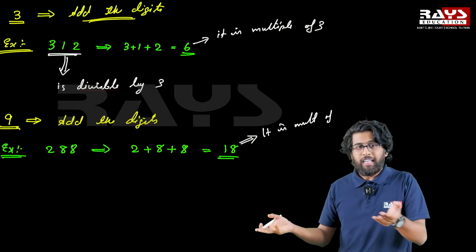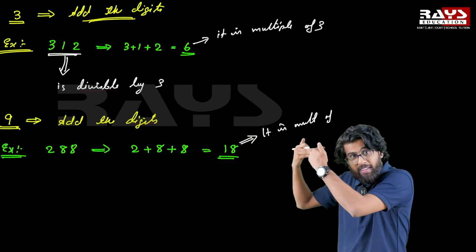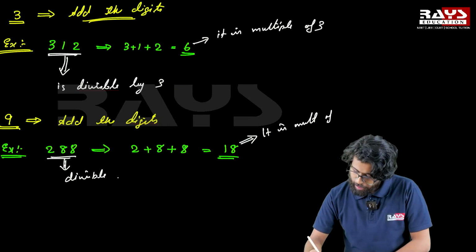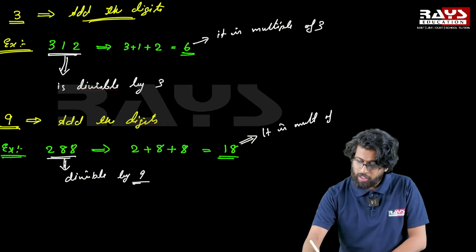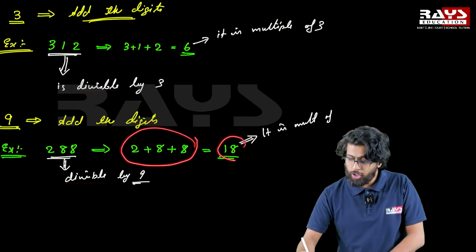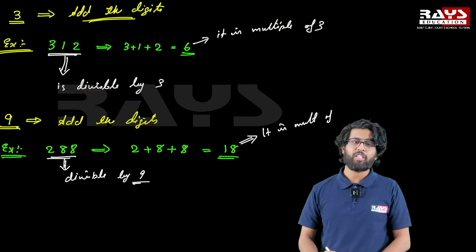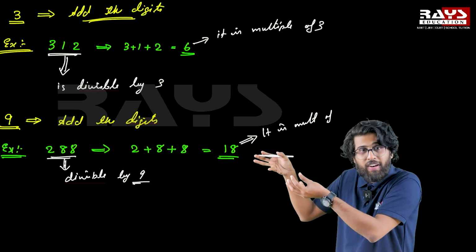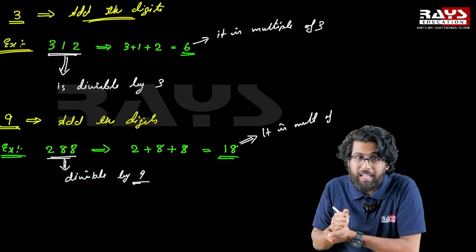That gives us that the given particular number is divisible by 9 as well. So the number which is given is divisible by 9. Why? Because the sum of the digits of the number constitutes a multiple of 9. So therefore we can say that the given particular number is a multiple of 9 as well as divisible by 9. I hope it is very clear.